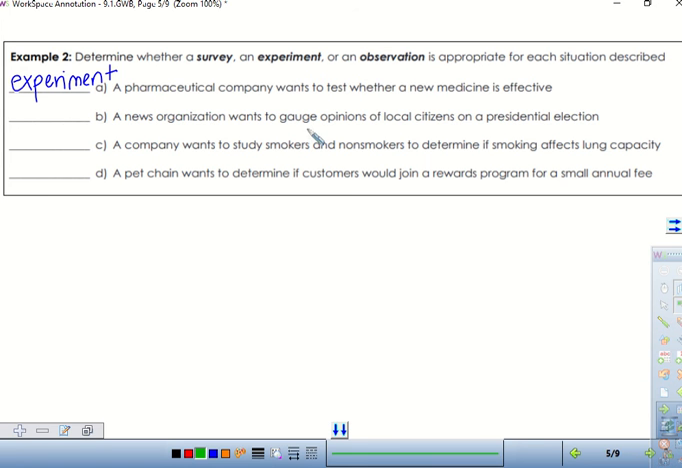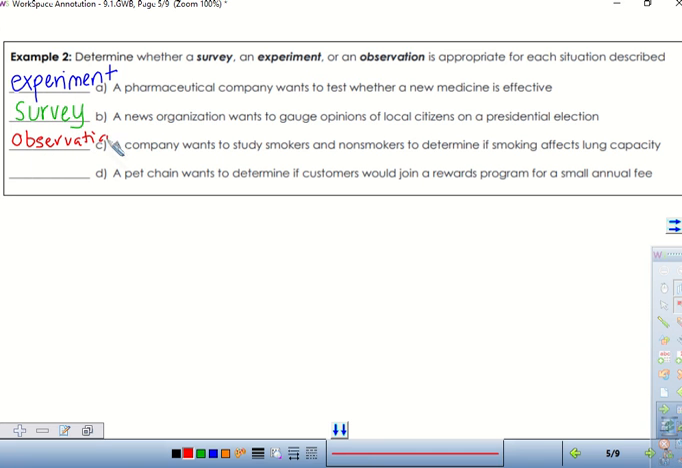A news organization wants to gauge opinions of local citizens on a presidential election. Good. It'd have to be survey because observing people isn't going to help tell you what they think. I mean, it might, but. A company wants to. This one's tricky. A company wants to study smokers and non-smokers to determine if smoking affects lung capacity. Who said observational? Good.